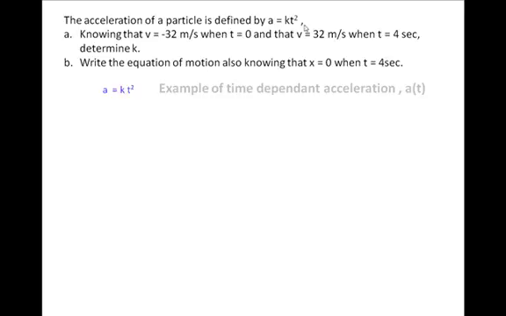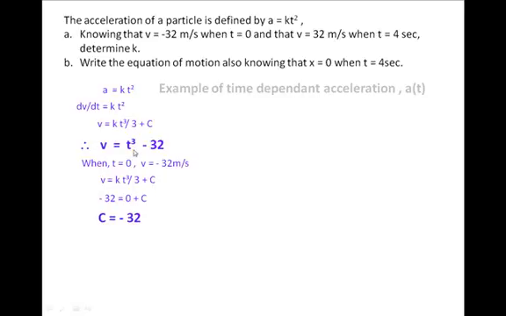So what do we do? We write a is equal to kt square. Now we all know that a is nothing but dv by dt, and we integrate it, so we get v is equal to kt cube by 3 plus a constant of integration c. Now it is possible to evaluate this c because of these conditions. So at t equal to 0, v is minus 32. If you put it back in v is equal to kt cube upon 3 plus c, we will get c as minus 32. So we have an expression for v: kt cube by 3 minus 32.